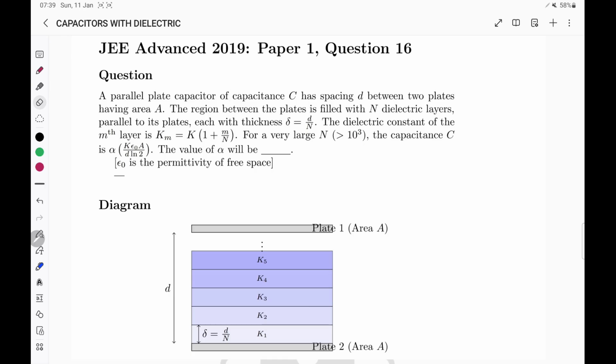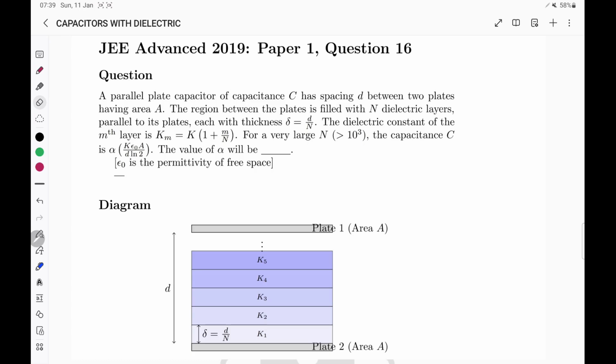A parallel plate capacitor of capacitance C has a spacing d between the two plates having area A. The region between the plates is filled with n dielectric layers parallel to its plates, each with thickness delta equal to d by n. The dielectric constant of the mth layer is Km equal to K into 1 plus small m by capital N. For very large number capital N, which is greater than 10 power 3, the capacitance C is alpha times K epsilon naught capital A divided by d ln2. The value of alpha will be.